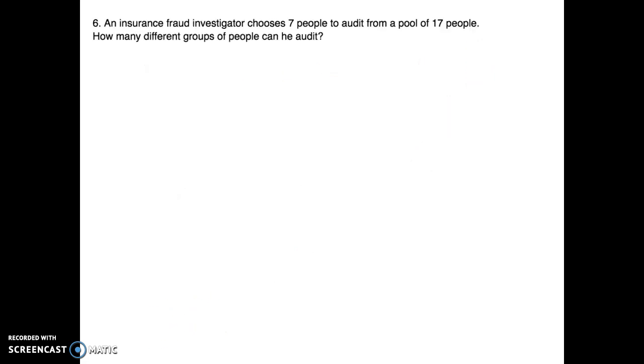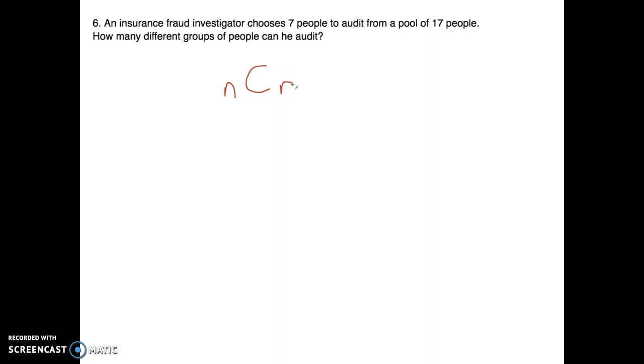Okay, the next one, number 6. An insurance fraud investigator chooses 7 people to audit from a pool of 17 people. How many different groups of people can he audit? So we're dealing with groups of people, so order is not going to matter on this one. It won't matter which person he audits first, just the groups that we're looking at. Because it doesn't matter, this is a combination problem, so it's an nCr problem. You can go ahead and use the formula if you want, or you can use Excel.